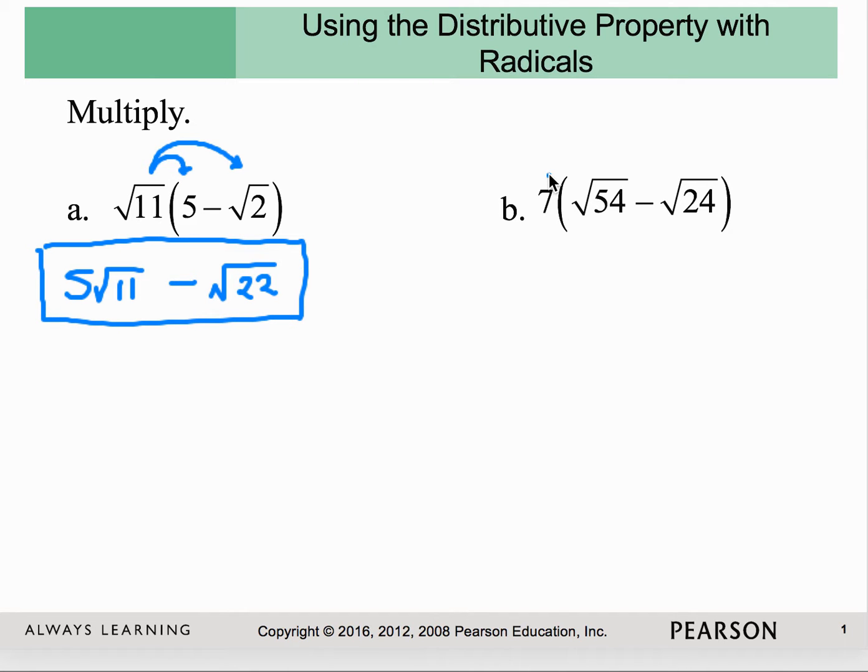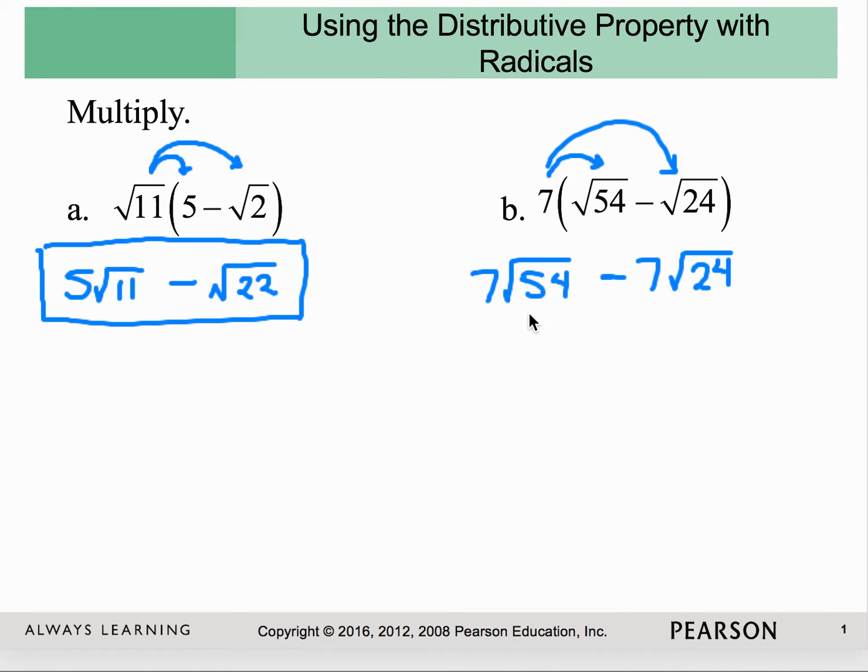Same thing over here. This would be 7 times the square root of 54, minus 7 times the square root of 24. Whatever's outside stays outside. Whatever's inside stays inside. Now these will simplify. So I've got to simplify these things.